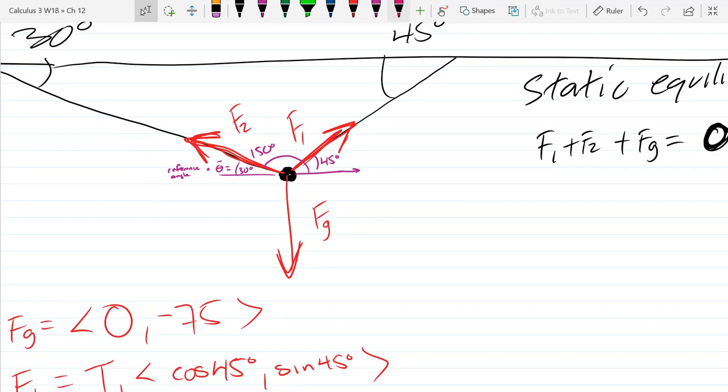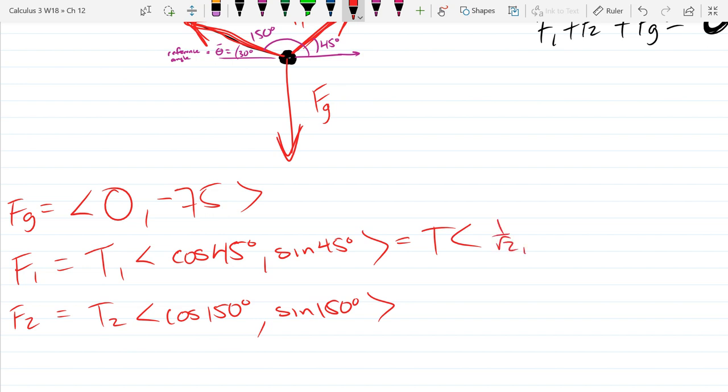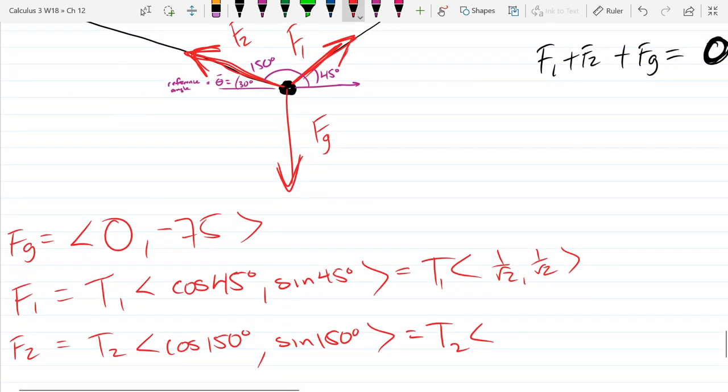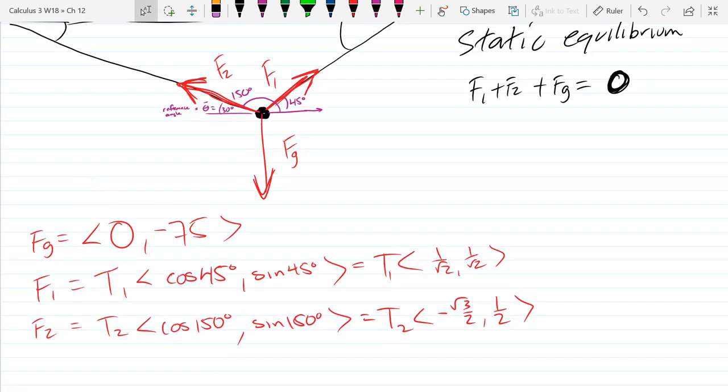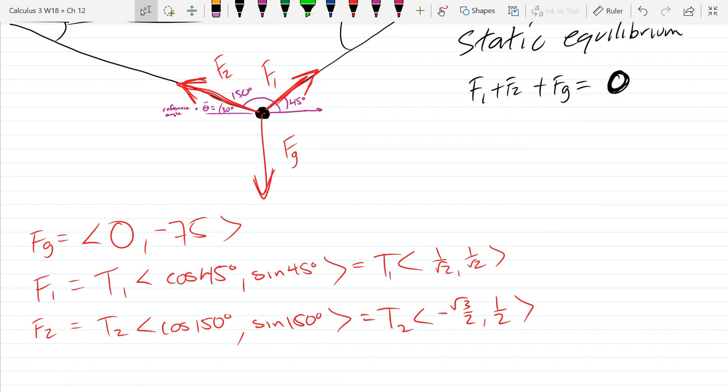So 150 is what we're going to use. And we do know cos and sine of 45 are 1 over square root 2, 1 over square root 2. Those are easy. Cos 150 is negative square root 3 over 2. And sine 150 is 1 half. Okay, add these three together and set that sum equal to 0.